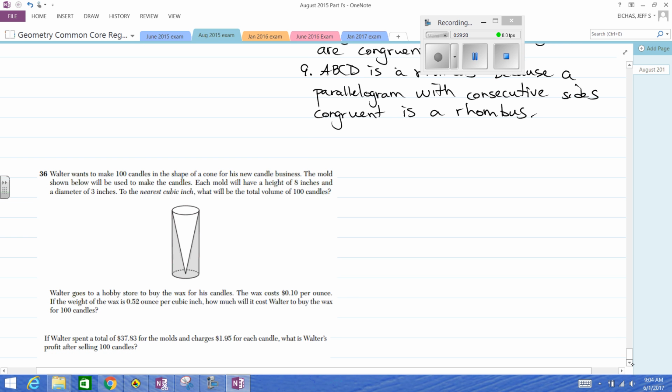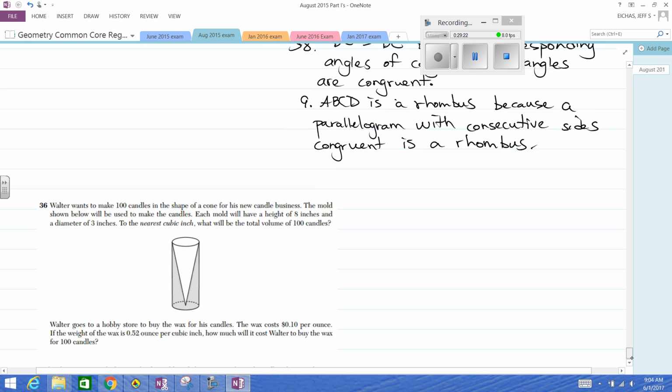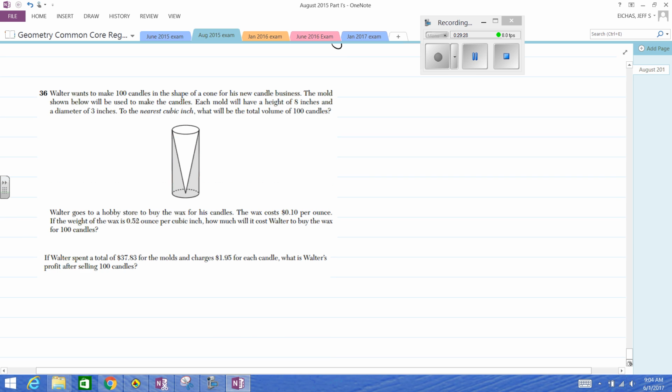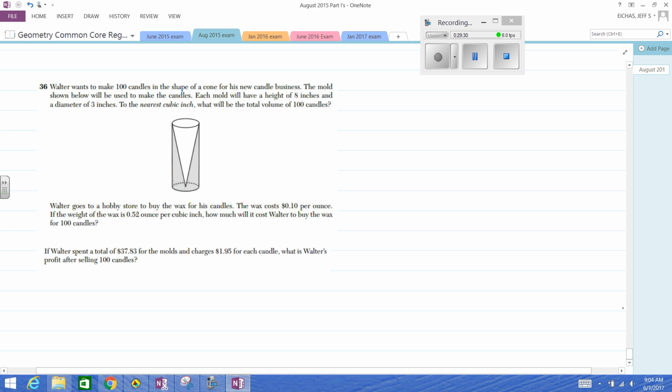All right, last one, the candles problem. Okay. Let's see. 8 inches, 3 inches, volume of the candles. So that one's pretty straightforward, it looks like. So the height of this figure is what? 8 inches. 3 centimeters across. One candle, one candle, one candle, one candle.